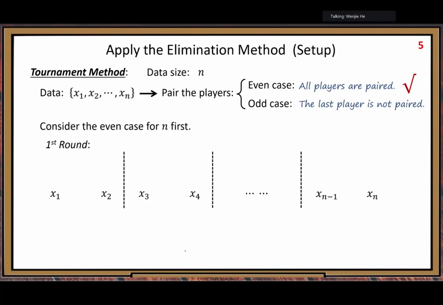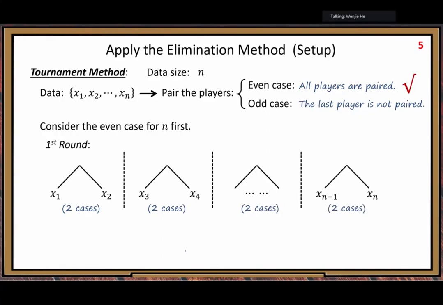All right. After that, when we compare x1, x2, we have two possible cases, right? x1 is the winner or x2 is the winner. There are two cases, okay? When we compare x3 and x4, there are two possible cases. x3 to be the winner, x4 to be the winner. So each pair, there are two cases, right? How many total cases?